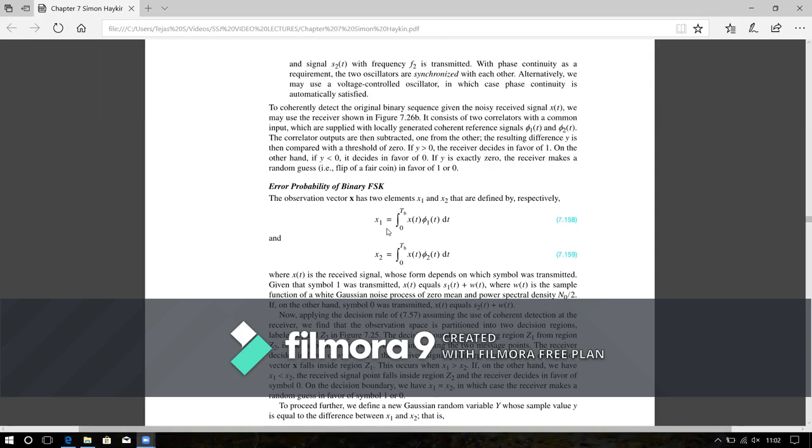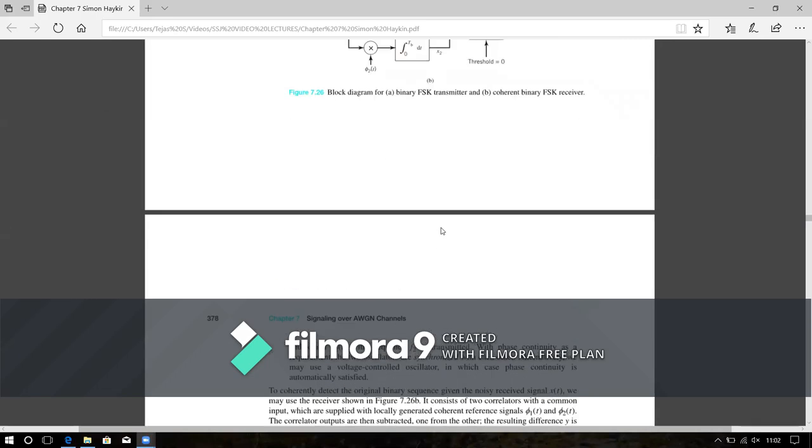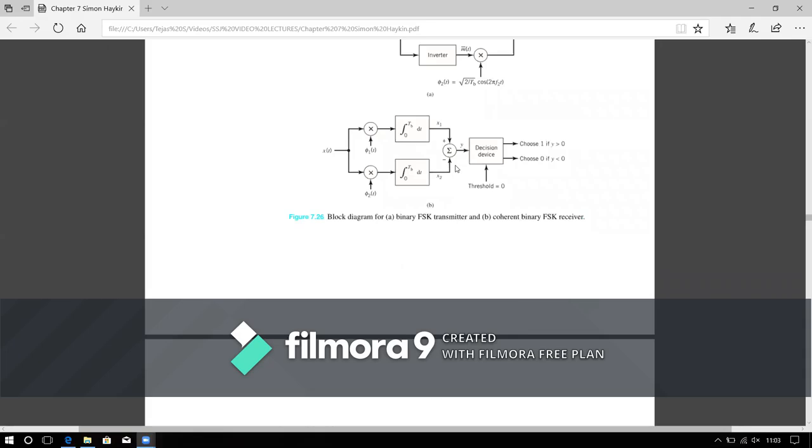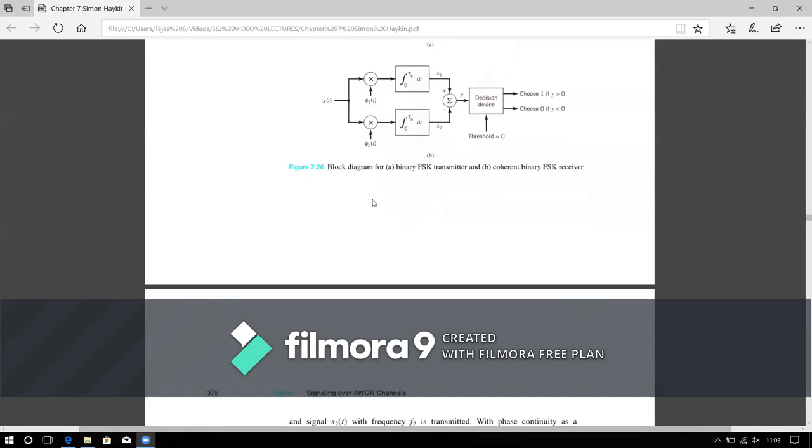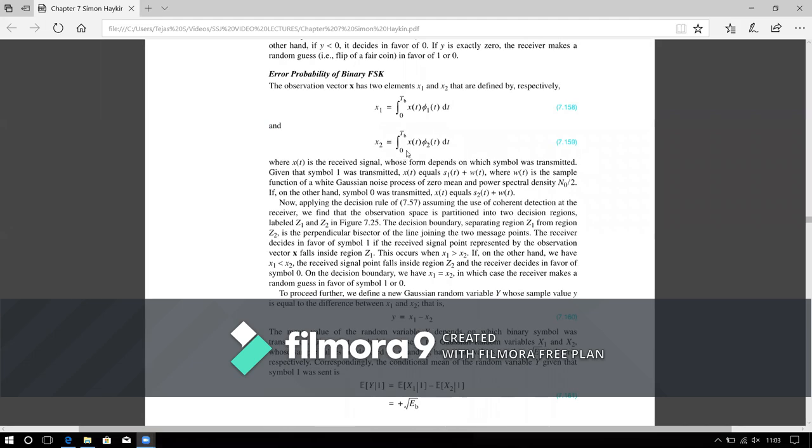This we have already done in module 2, the same thing. You can just look back. So x1 is equal to the integral from 0 to Tb of x of t phi1 of t dt. Similarly, x2 represents the output of the lower correlator, which depends on x of t, and the orthogonal function used in this lower path is phi2 of t. So x2 is equal to the integral from 0 to Tb of x of t phi2 of t dt, where x of t is the received signal, which is nothing but the sum of the transmitted signal plus the noise.